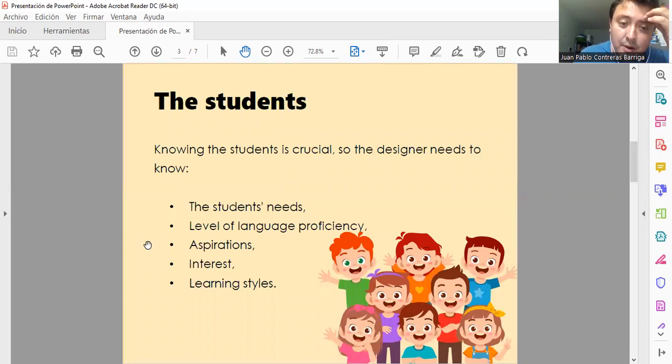The students, when we are getting to know the students, it is crucial for the designer to identify their needs, the language proficiency that they have, their aspirations, their interests, and their learning styles. They can be visual, they can be auditory, they can be kinesthetic. So we need to identify those cognitive skills that we need to promote, and how we can approach them.